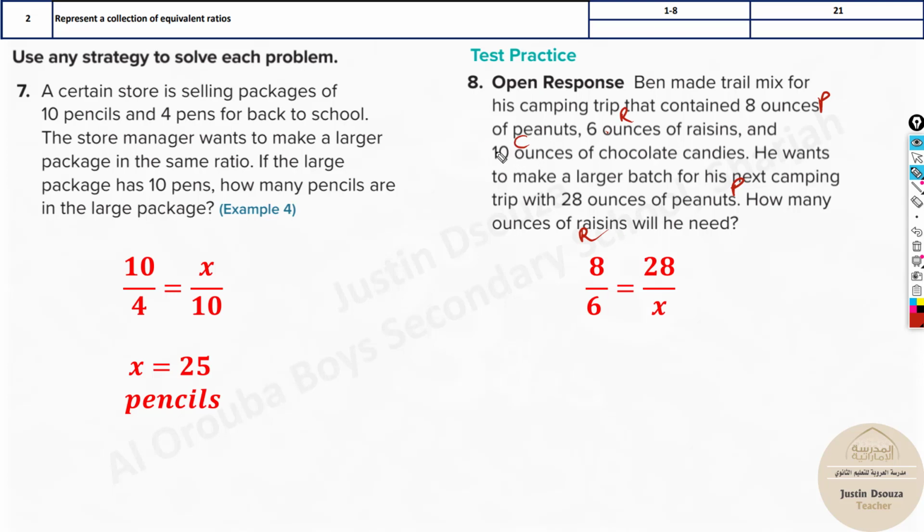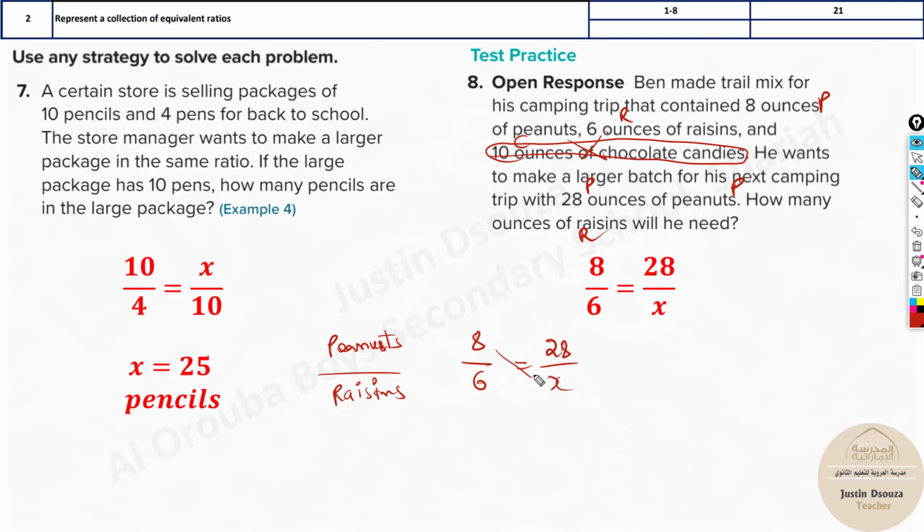See, the chocolate is given but not required. This is to confuse you. Don't take this because they're not asking anything about chocolate. They have only given you the details of peanuts. How many raisins are required? So let's write peanuts first divided by raisins. Given 8 ounces of peanuts and 6 ounces of raisins, that will be equal to 28 peanuts and x.